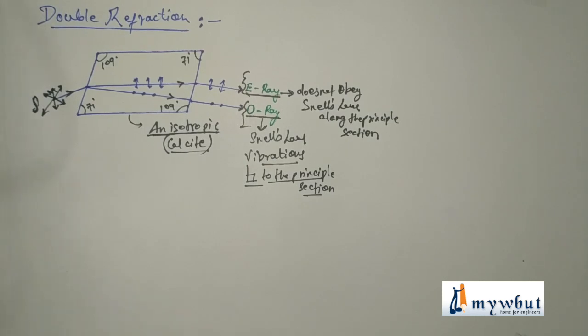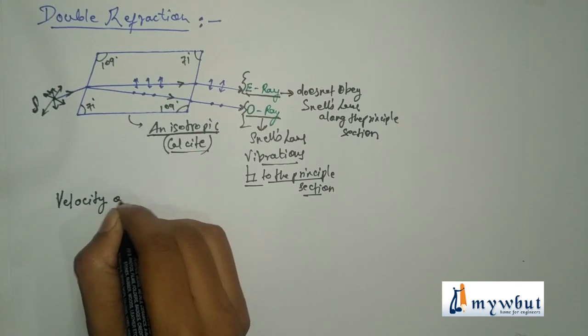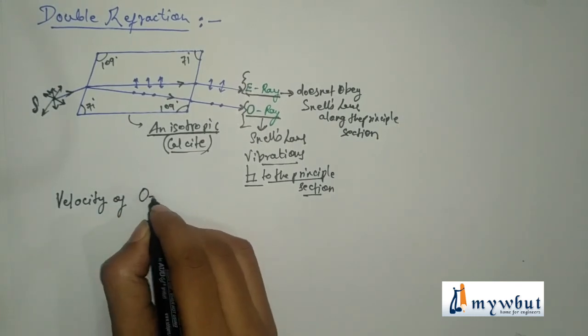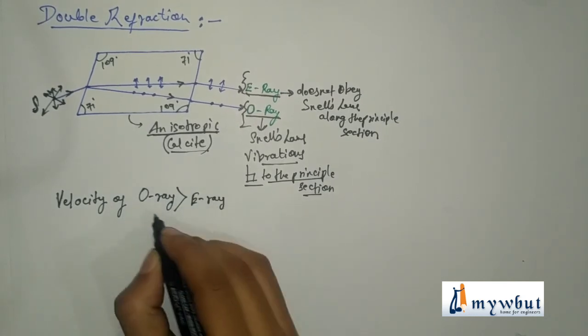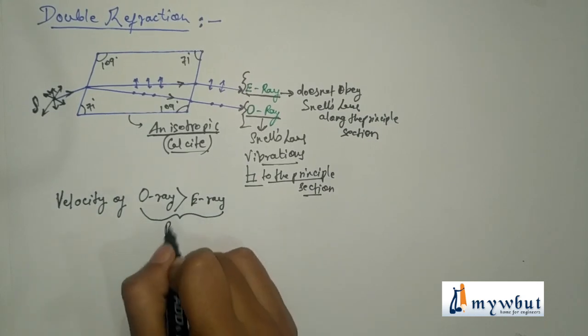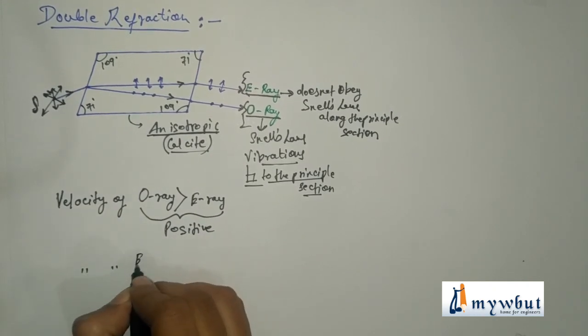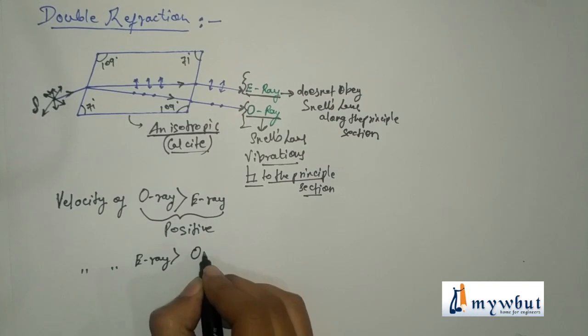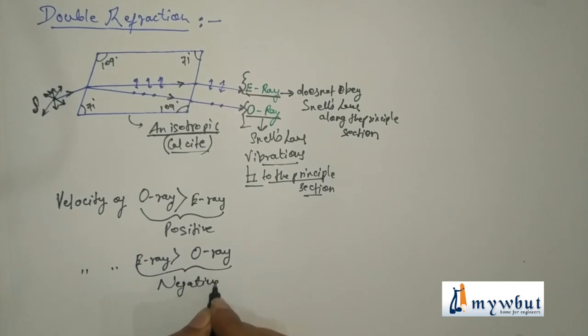Now inside the crystal, if the velocity of O ray is greater than E ray, then this type of crystal is known as positive crystals. Similarly, if the velocity of E ray is greater than O ray, then this type of crystals are known as negative crystals. Remember, this comes especially in the MCQ part of the examination.